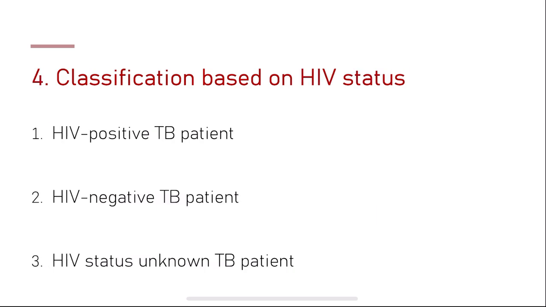Now comes the classification based on HIV status. An HIV positive TB patient refers to any bacteriologically confirmed or clinically diagnosed case of TB who has a positive HIV result. He is either clinically diagnosed or bacteriologically confirmed, either of the two, but the patient tested positive for HIV.